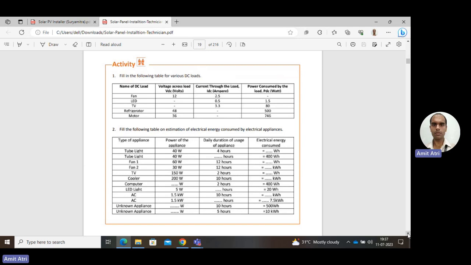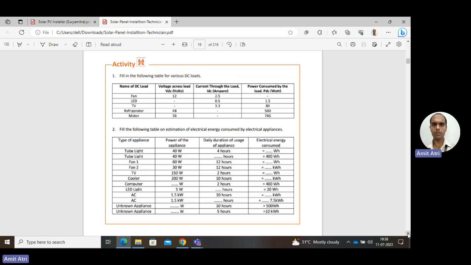Now the second case. Here we have to determine the energy. So what is energy? Energy is power into time. So P into T is the total energy. The different components are tube light, another tube light, fan 1, fan 2, TV, cooler, computer, LED light, then AC, 2 AC, and some other appliances. They are given, and we have to determine the energy. In the first case, 40 watt power is given, time is given as 4 hours. Just multiply them, 40 into 4, 160 watt hour.